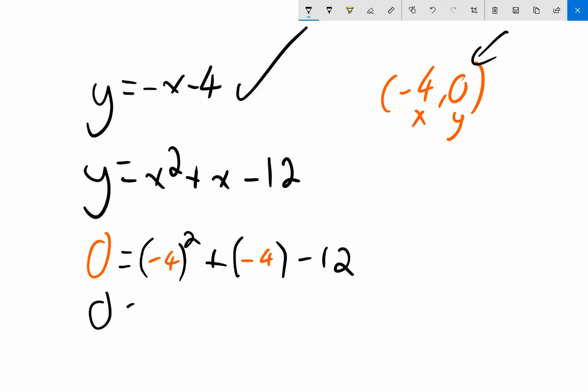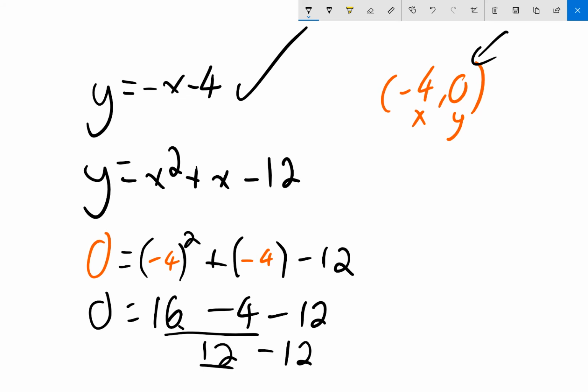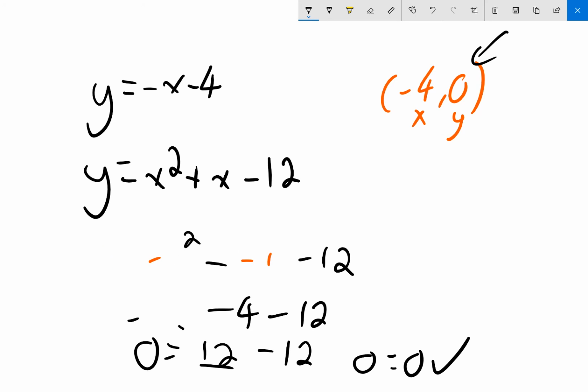So 0 equals -4 to the second power. -4 times -4 is +16. Now, adding a -4 just means the same thing as minus 4, and then I've got minus 12. So 16 minus 4 is 12, and then 12 minus 12 is 0. So that works as well. So that is a solution, (-4, 0) is a solution. Keep that in mind. That works. Now let's try one of the other points.